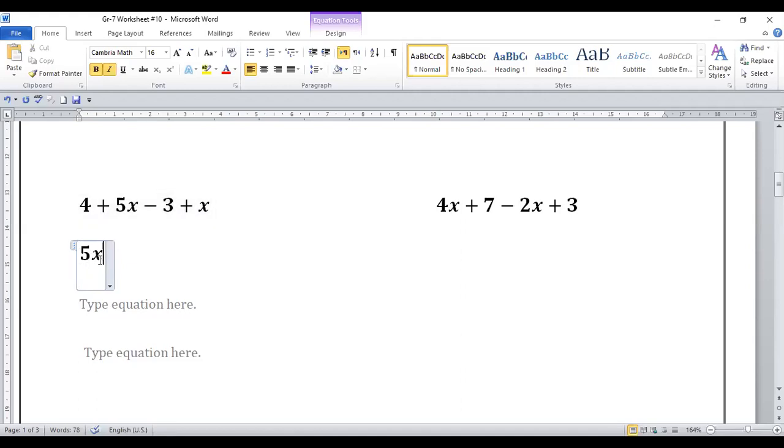So which is the other variable which I have? x. It is with the plus sign, so I move it with the plus sign as well. So it's going to be 5x plus x.